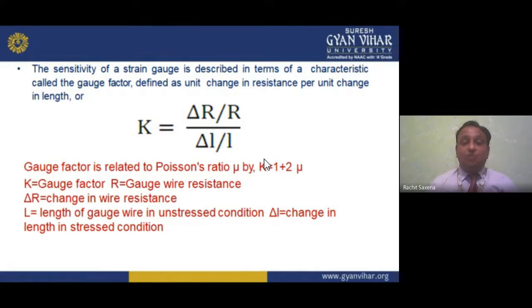Now, del R is what? Del R is the change in wire resistance. So here we have del R, and we have another one, the resistance R. So del R is the change in wire resistance.